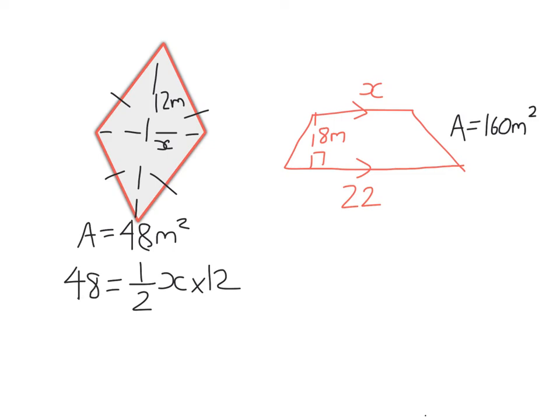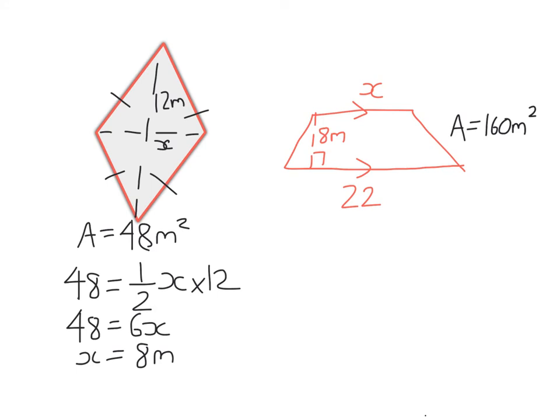Now we need to solve this equation. Making it a bit easier to work with, a half times 12 is 6. We get 48 equals 6x, divide by 6, x is 8. It's a unit of length, so it'll be in meters. And that makes sense because if I had 12 and 8, the area would be 12 times 8, which is 96, divided by 2, which gives me 48.